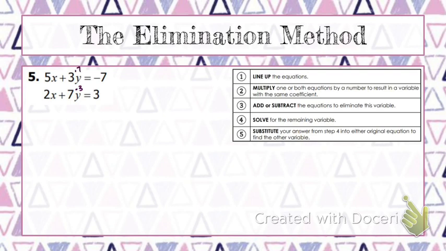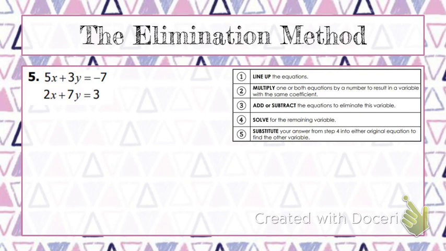However, if we do the x's, the smallest number that 2 and 5 both go into is 10. So we'd have to multiply the top by 2 and the bottom by 5. And these are just smaller numbers. And in my mind, the smaller you can keep the numbers, the more simple the problem's going to be. So I'm going to choose to use the x values.